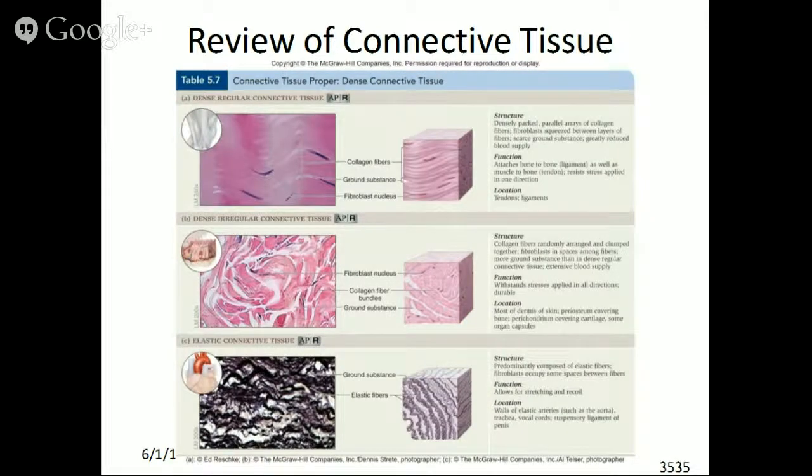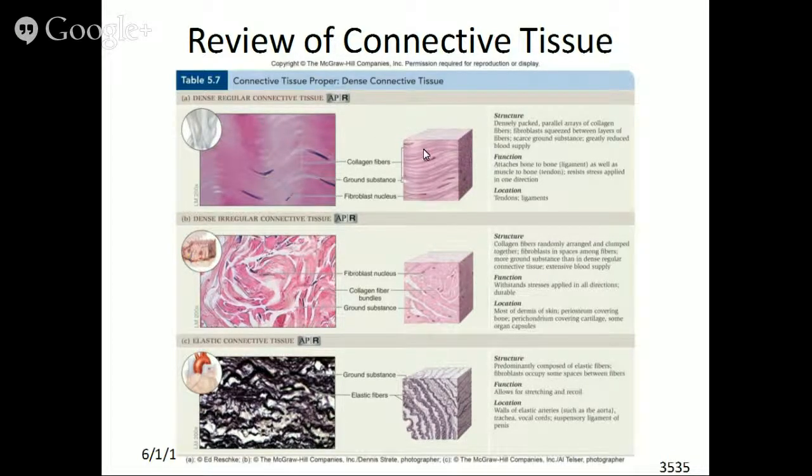Dense regular connective tissue, we talked about it earlier, along with dense irregular connective tissue. Notice that in dense regular connective tissue, the fibers are going in a unilateral pattern. The fibers are going in the exact same direction, following the exact same trend. They're very densely packed together, and by doing that, you allow it to resist stress, and it makes everything a lot stronger.